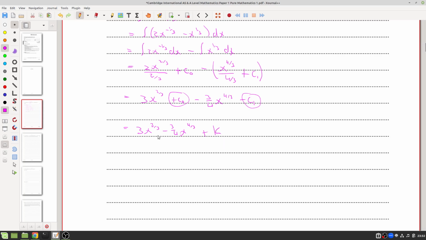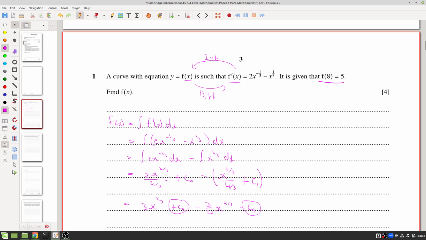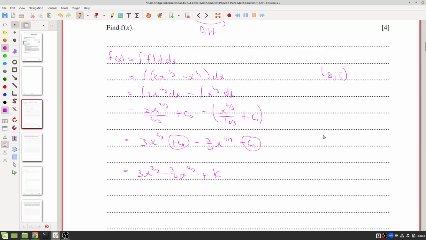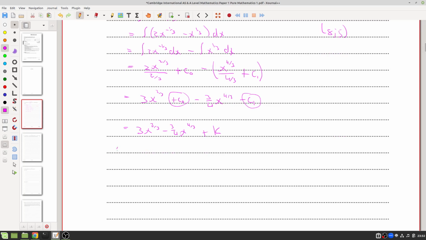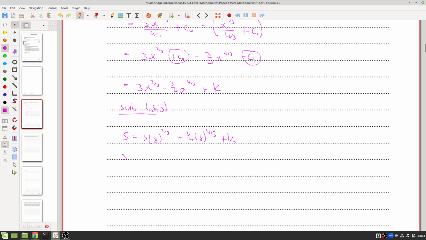Now to find that constant, we need to substitute a point in, and we've been given a point here. We have the point where x is 8, then y is going to be 5. Let's write this down to be sure we got the right thing. We're going to substitute the point (8, 5) into our equation, so y is 5 when x is 8. So 3 times 8 to the power 2/3 minus 3/4 of 8 to the power 4/3 plus some constant. Now we can solve for the constant. So 5 equals, okay, 8 to the power 2/3 is going to be 4. 4 times 3 is 12.